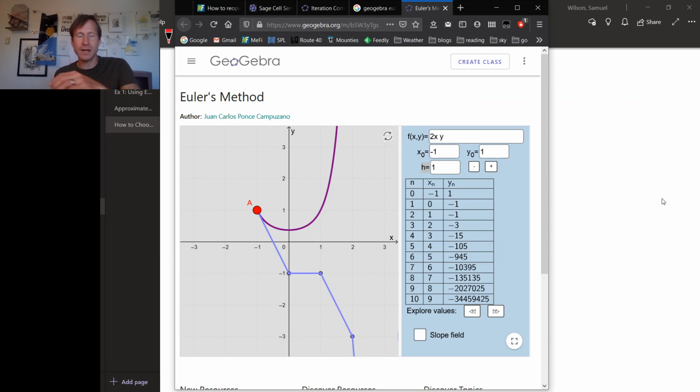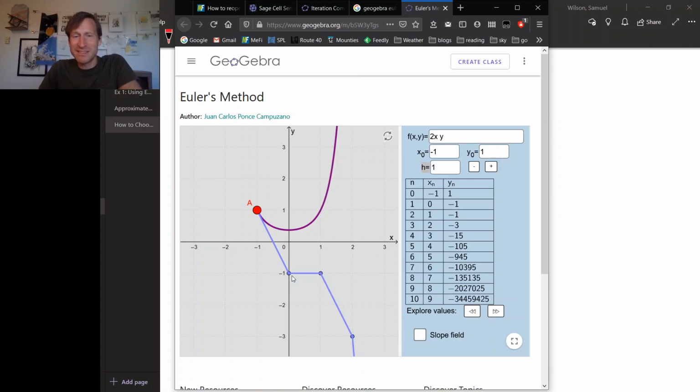So here's our example. The point A is our initial value for Euler's method, and the purple curve is the exact solution that goes through that initial condition. We have our step size showing up here. Right now it's set to 1. And we have this idea that large step sizes should give you bad approximate solutions and smaller step sizes should give you better approximate solutions.